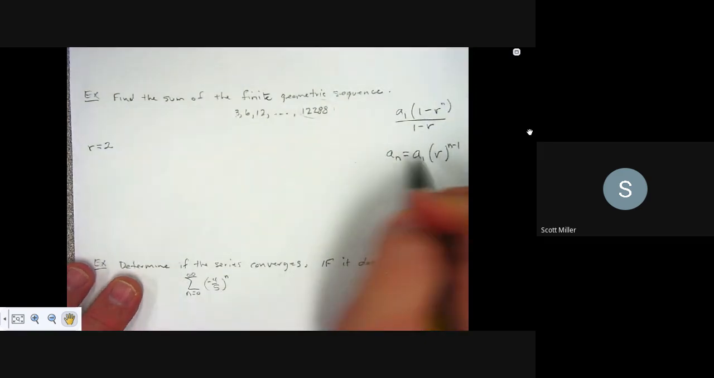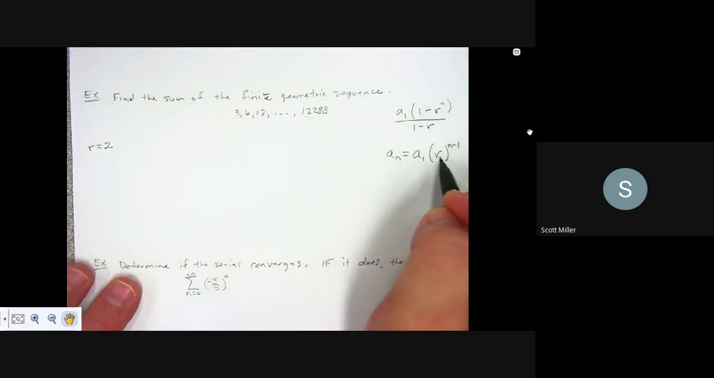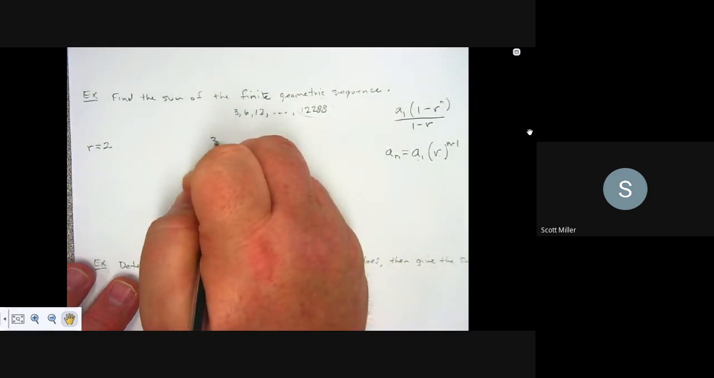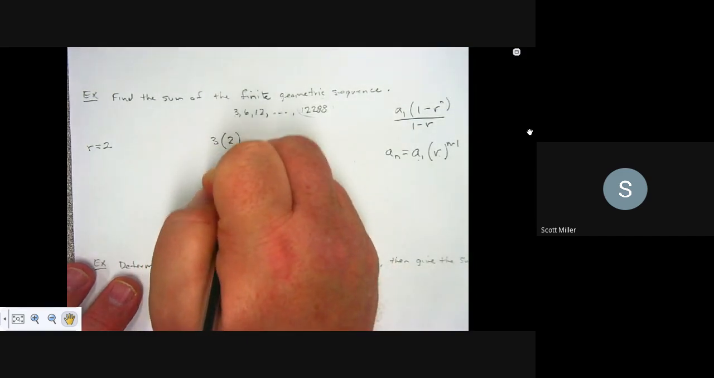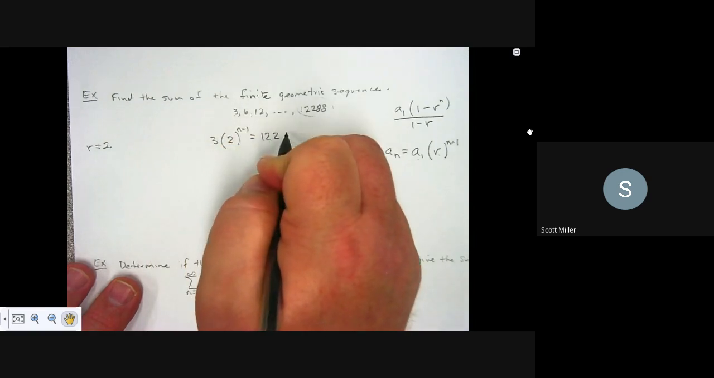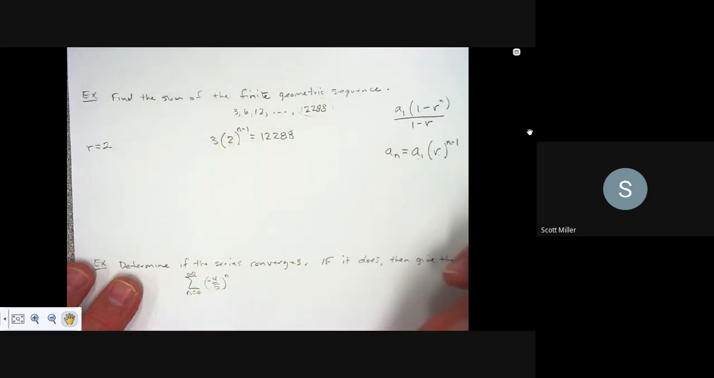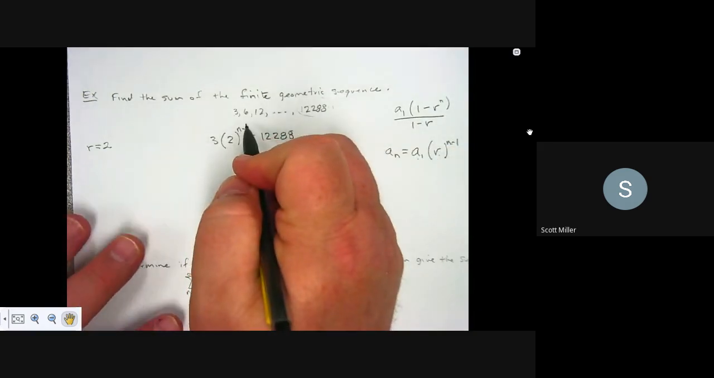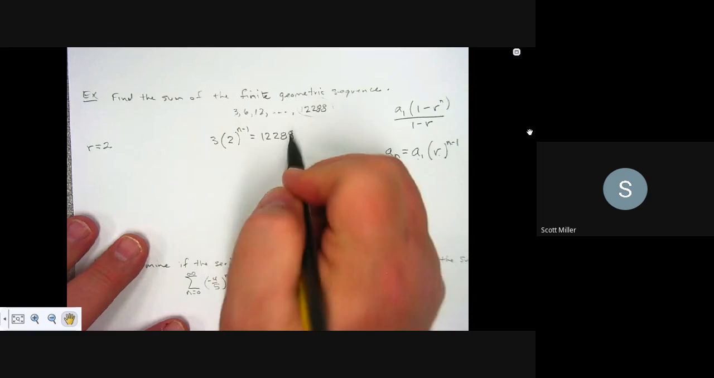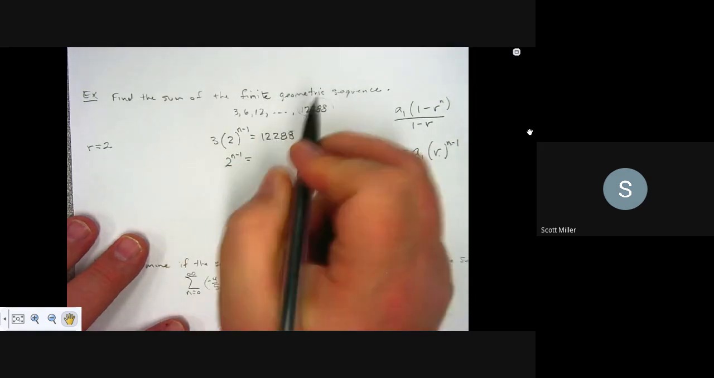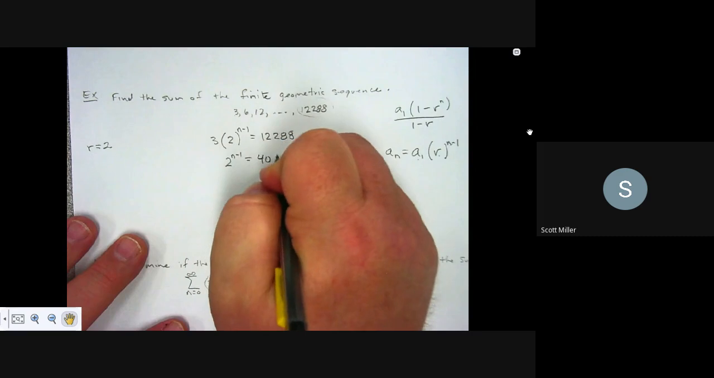So I'm going to plug in the 3 for a sub 1, the 2 for the r, leaving the n there. So I get 3 times 2 to the n minus 1, and that has to be this number right here. So we're going to solve this for n. The first thing I'm going to do is divide by 3 on both sides, and I get 2 to the n minus 1 equals this divided by 3, you can use your calculator, which will give me 4096.